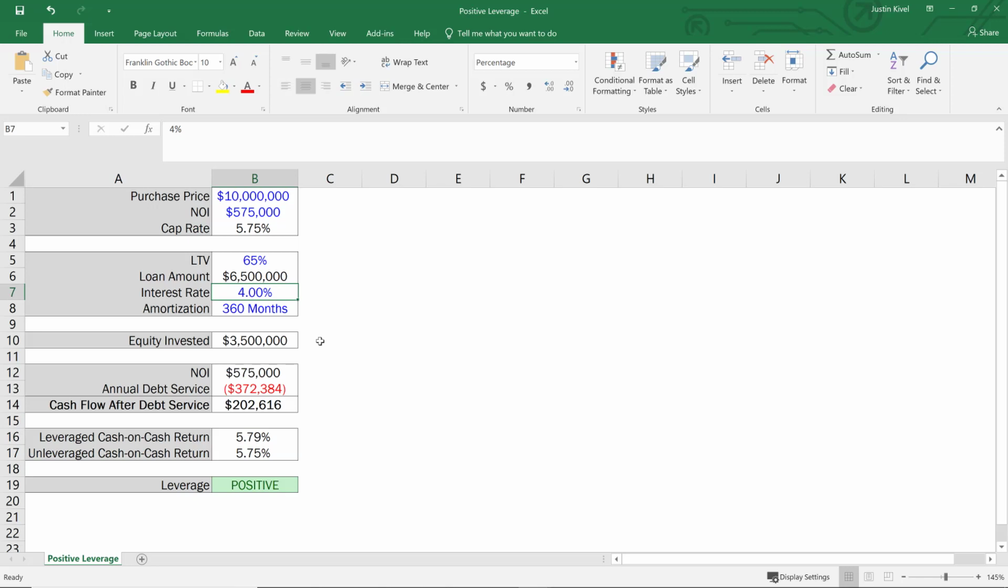to say 4.75%? If I change this to 4.75%, you'll see my cash on cash return, if I put a loan on the property at these terms, is 4.8%. And that is less than the unleveraged cash on cash return of 5.75%. And in that case, we have negative leverage. So even though my interest rate is less than my cap rate, we're still going to have negative leverage in this scenario because of that cash on cash return. So that's how you would run an analysis to figure out if you had positive leverage on your deal or if you had negative leverage on your deal.